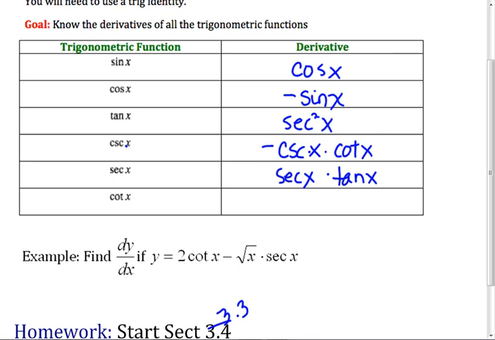What's the derivative of cotangent? Well, I remember the derivative of tangent is secant squared. Cotangent is negative, and it's not secant squared. What's the other one? Cosecant. That's how I memorize them. And why do I care about memorizing them? Because you can always work them out.